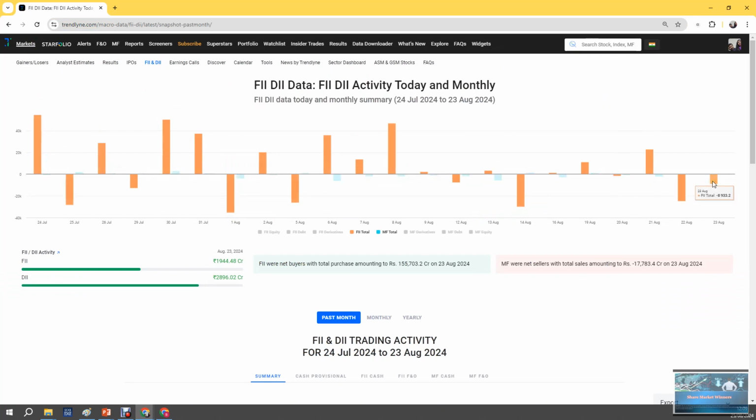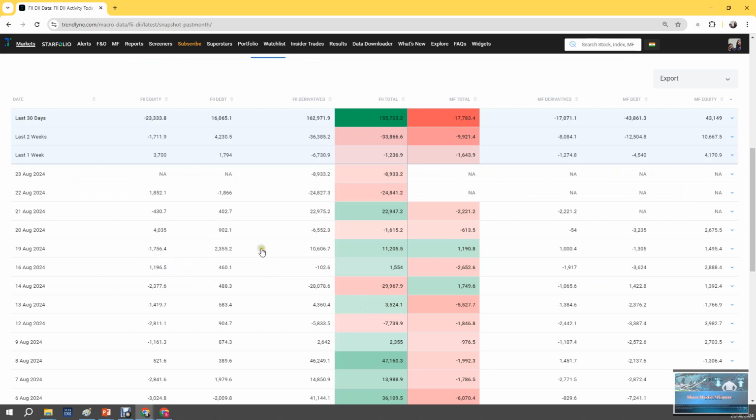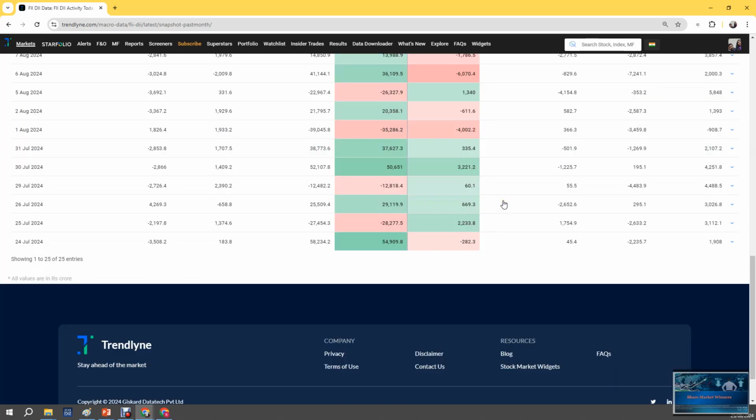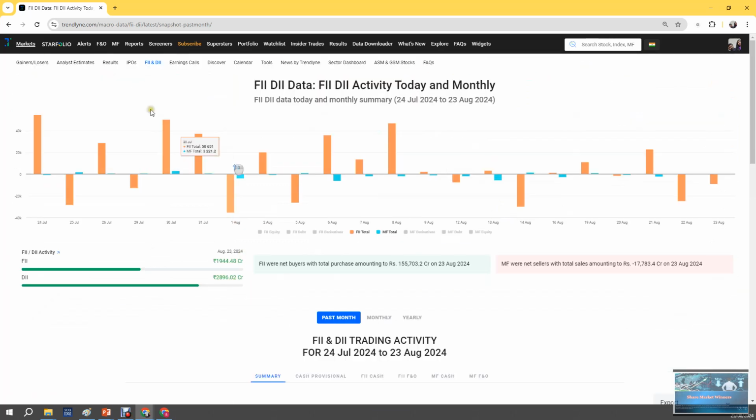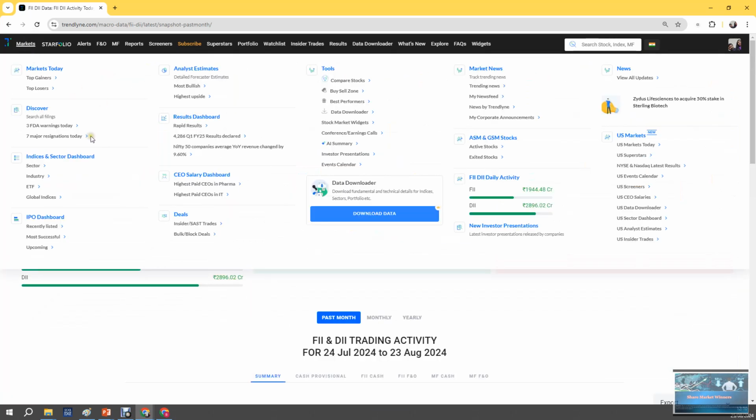On 23rd August, FIIs sold about 8,933 crores. All these details will be available, and you can even see further details about whether it is in mutual funds or derivatives. All those details you can export as well. That's at a high level, and you can go into the details of sector level information.